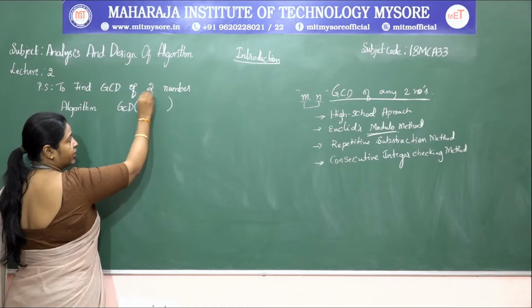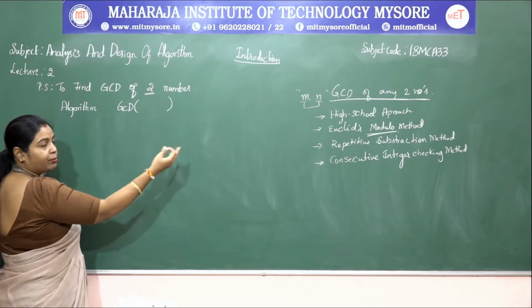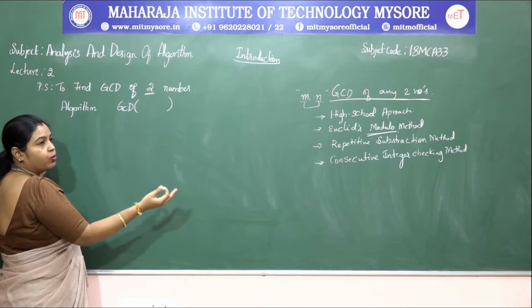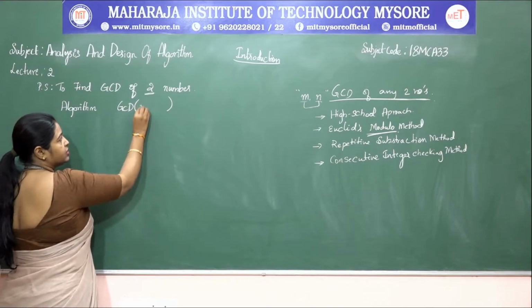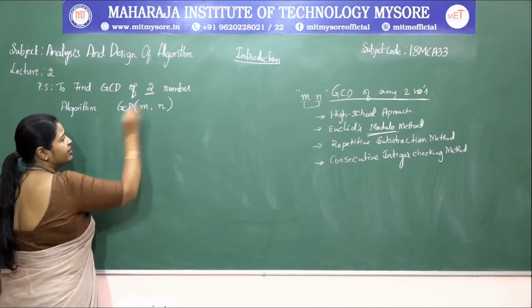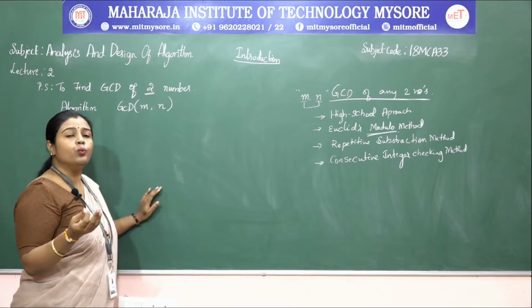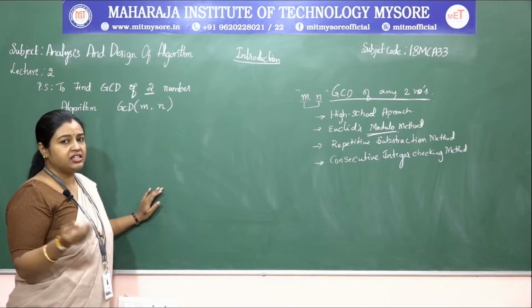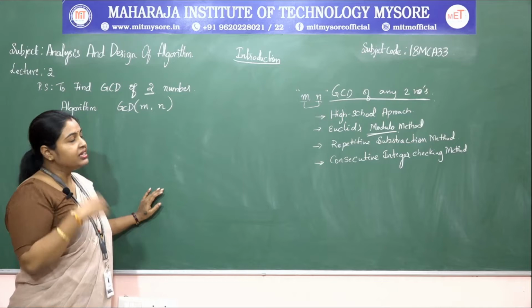That is, here we have two numbers, m and n. You can use a, b, whatever you want. So that is m and n, any two variables which hold integer values. Okay, so let us start.